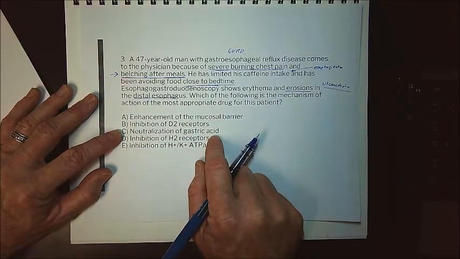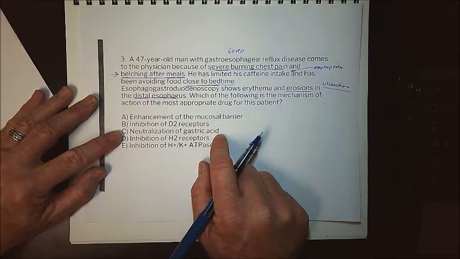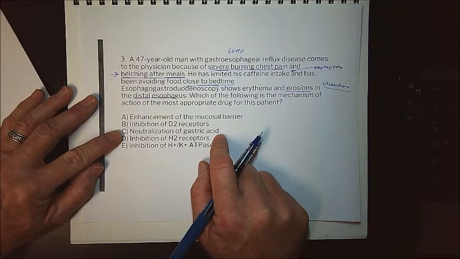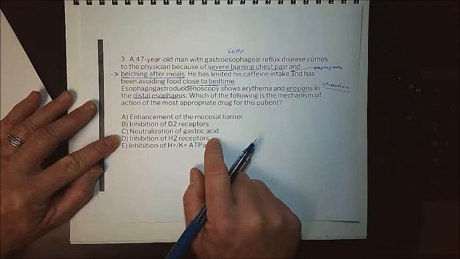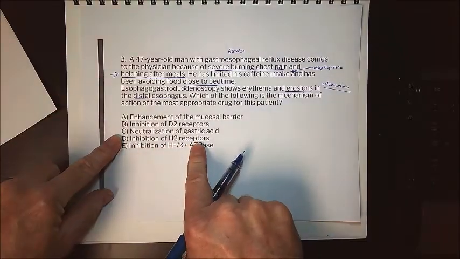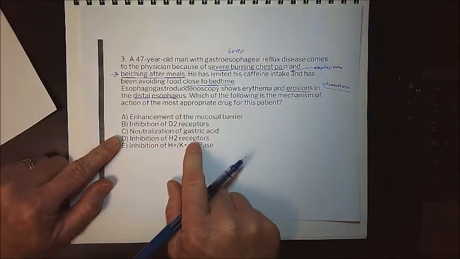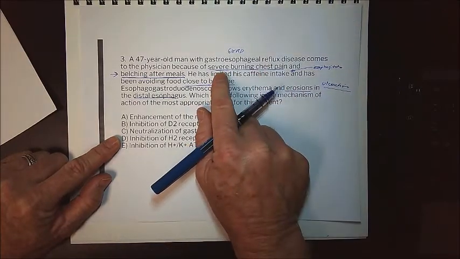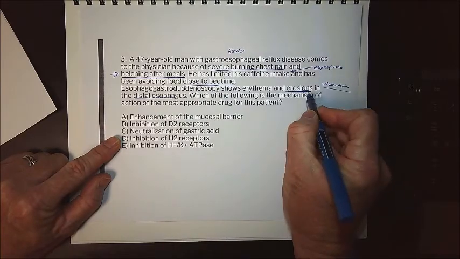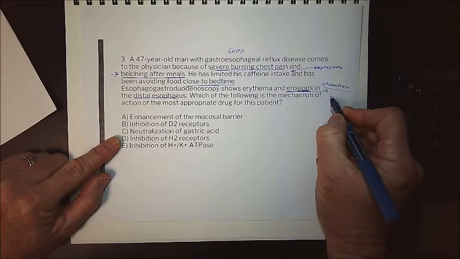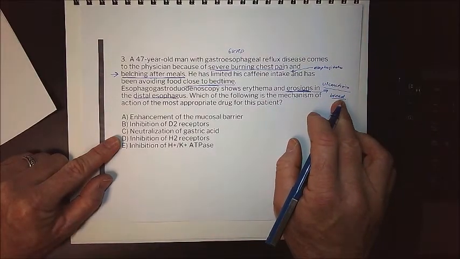Neutralization of gastric acid. This would be our bicarb solution from like Alka-Seltzer. That would be an immediate response, but how long does that last? Not very long. We need to really take control of this person's acid problem. Inhibition of H2 receptors. Here are our cimetidine, ranitidine, famotidine drugs. These are very good at reducing acid, but this individual has some severe acid reflux problems, and he also has erosions that can lead to ulcerations, which can lead to a GI bleed. So we want to prevent that as quickly and as effectively as possible.